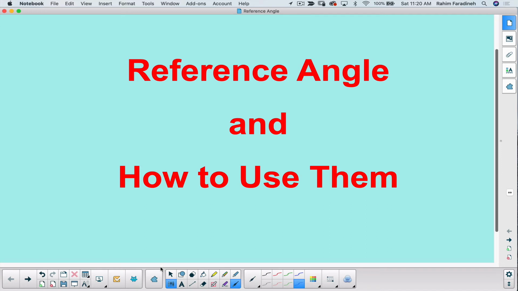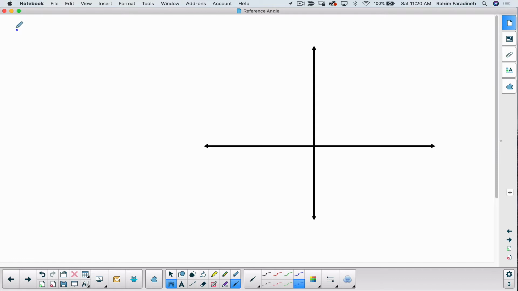In this lecture, I'm going to go over reference angles and how to use them. Consider angle theta greater than 0 in standard position.